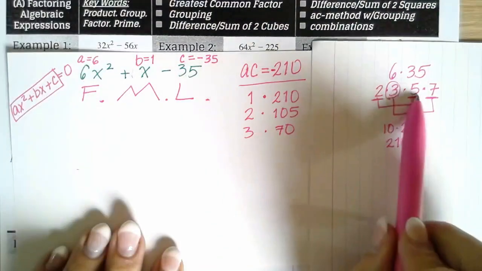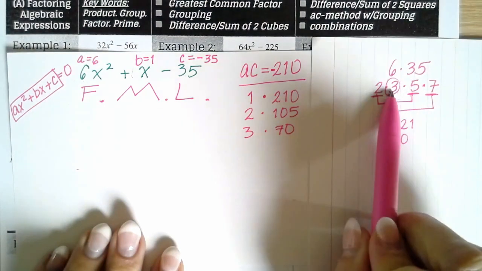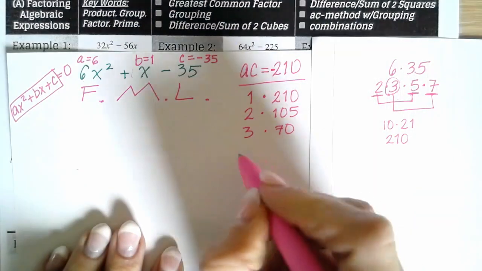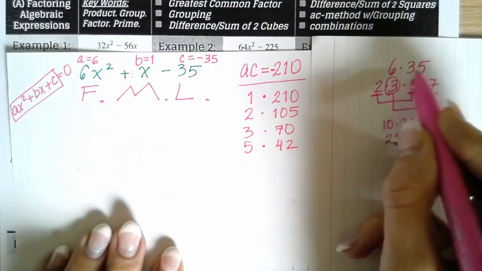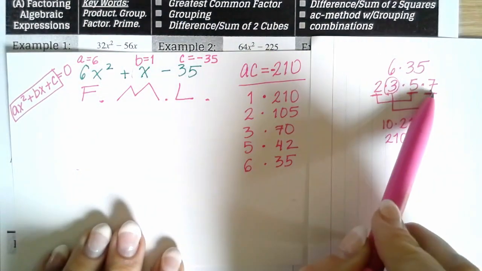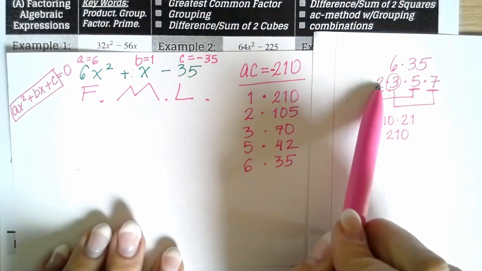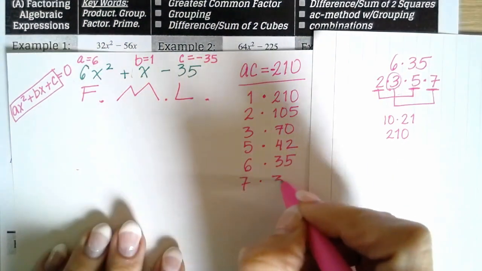4 is not here. 5 is right there. So 5 times whatever's left over. What's 2 times 3? 6. 6 times 7? 42. So it's 5 times 42. 6 is here. Well, it was 6 times 35 to get us there, so it's still what it is. 6 times 35. Here's 7. 7 times 5 and 2 is 10. Times 3 is 30. 7 times 30.